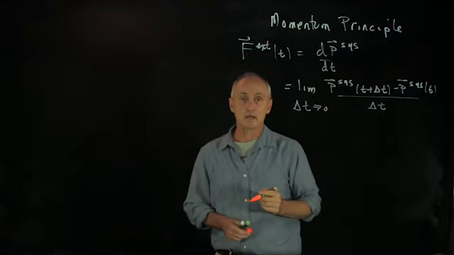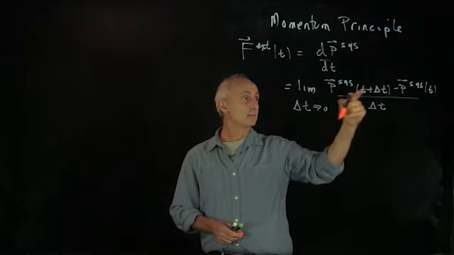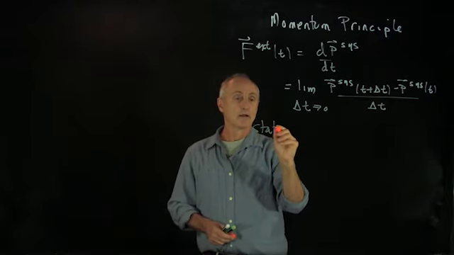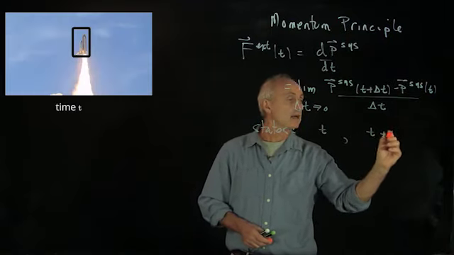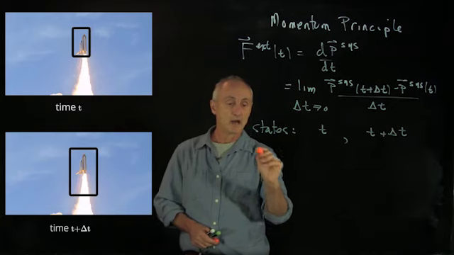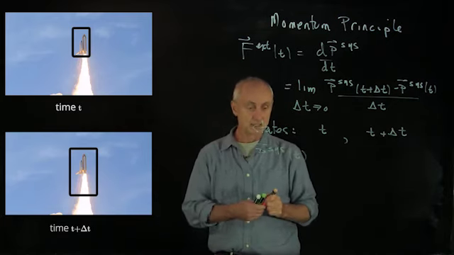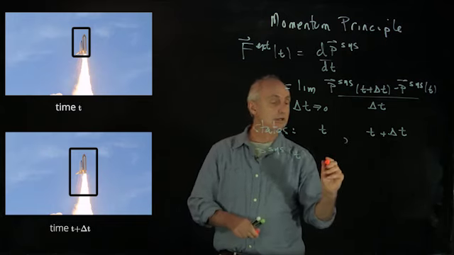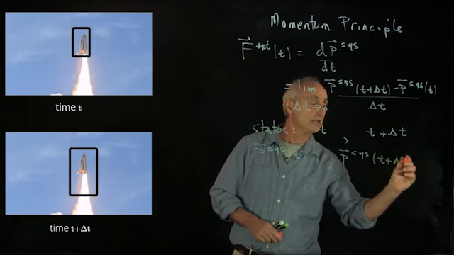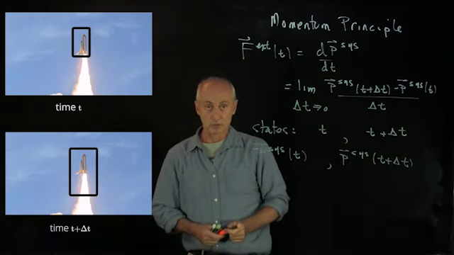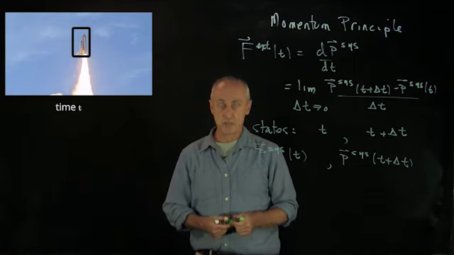So in order to analyze the rocket, what we need to do is separately analyze the momentum at our two states. So we have a state at time t, and we have a state at time t plus delta t. And our goal will be to analyze the system momentum at time t, and separately the system momentum at time t plus delta t. And then we can apply the momentum principle. So let's begin by analyzing the system at time t.